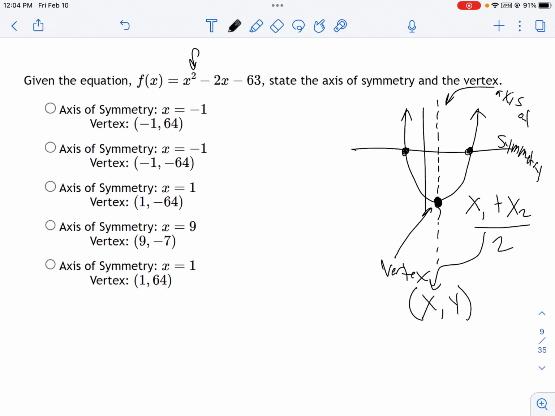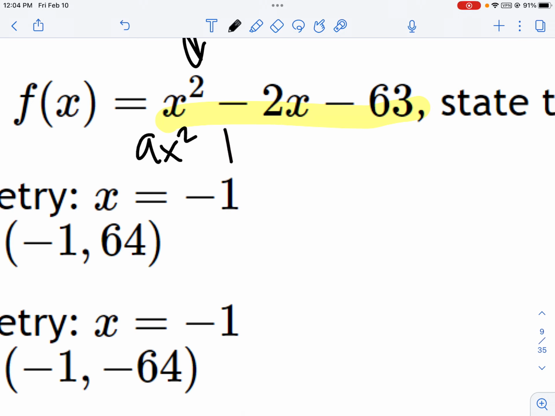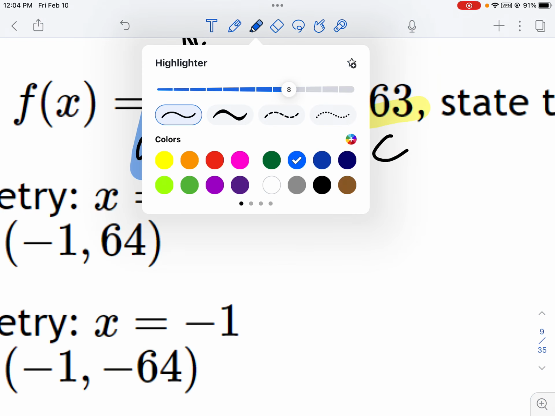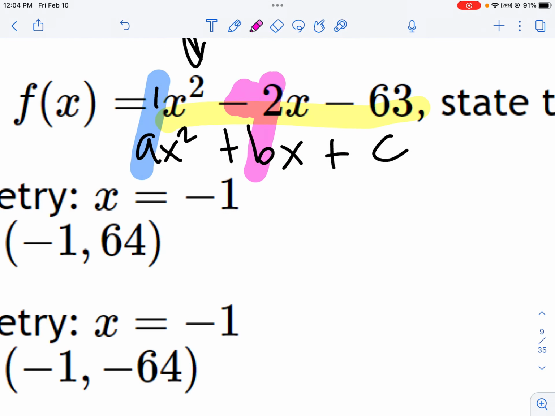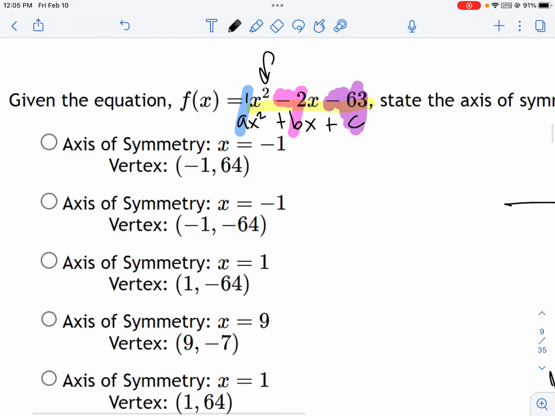I'm going to show you guys the shortcut for this problem, which works if and only if you're in standard form. Standard form means that you have ax squared plus bx plus c, where a is the number in front, the coefficient of your x squared, which is 1 in this case. B is the coefficient of just the x term, which is negative 2 in this case. And c is the constant, the number at the end without the variable. So the shortcut is that the x value of your vertex, normally we use h comma k as the vertex, I'll just put h here, is going to be negative b over 2a, where the a, b, and c are coming from that equation.